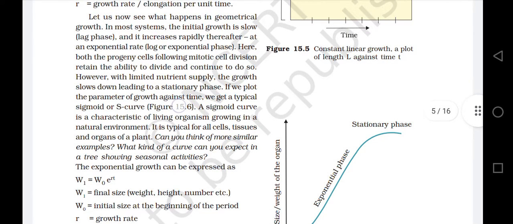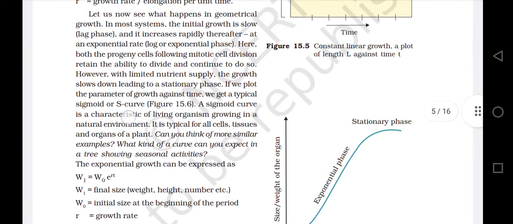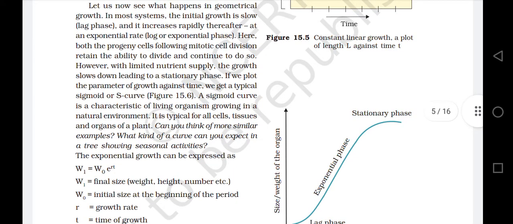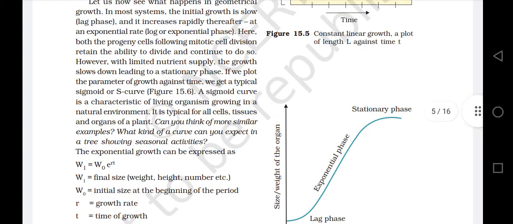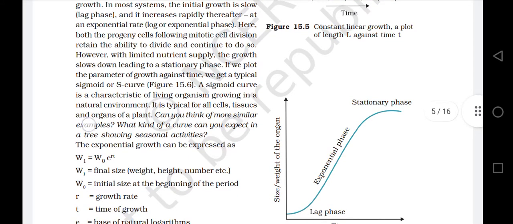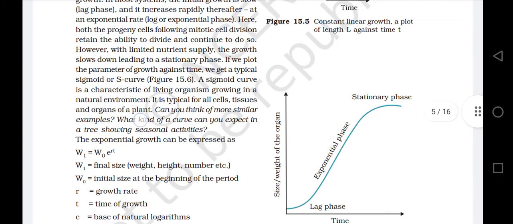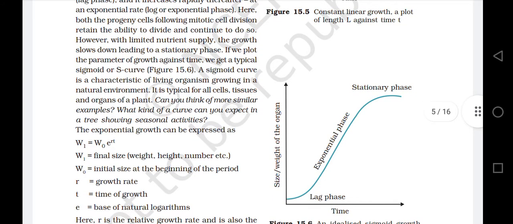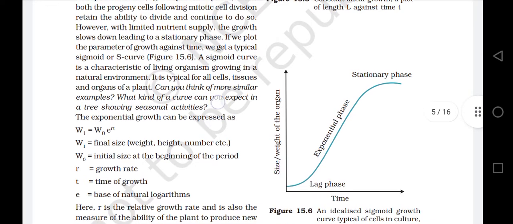Figure 15.6. A sigmoid curve is a characteristic of living organisms growing in a natural environment. It is typical for all cells, tissues, and organs of a plant. Can you think of more similar examples? What kind of a curve can you expect in a tree showing seasonal activities?